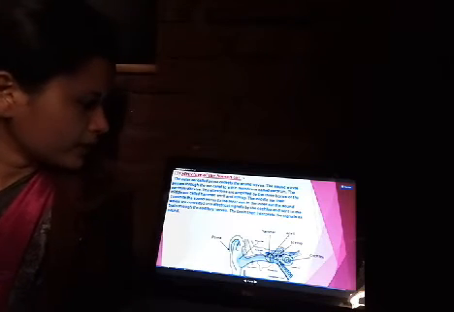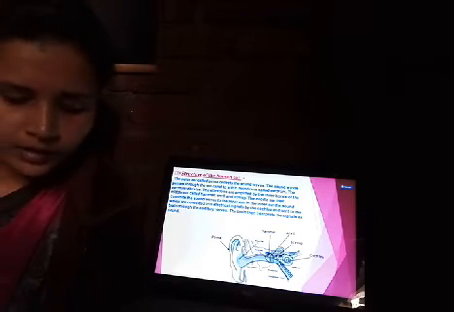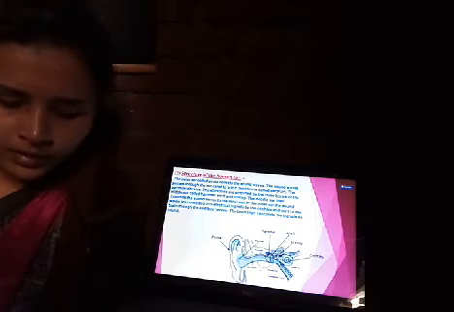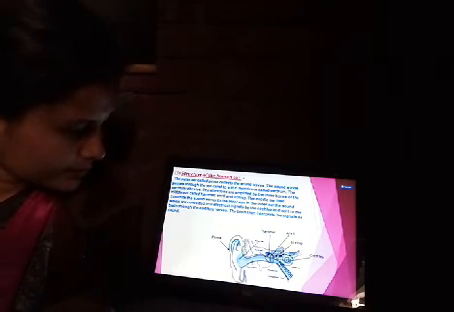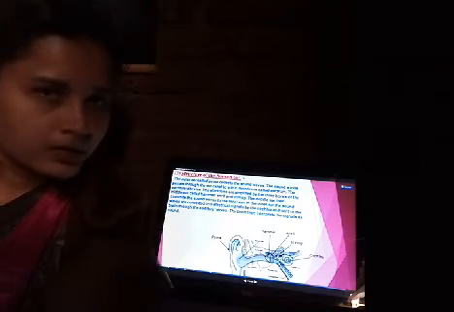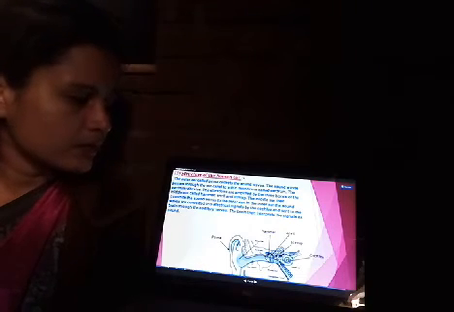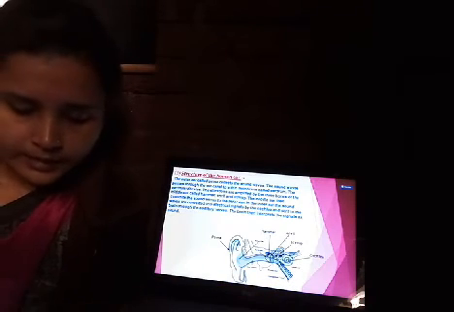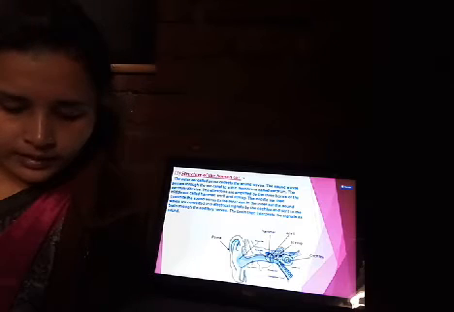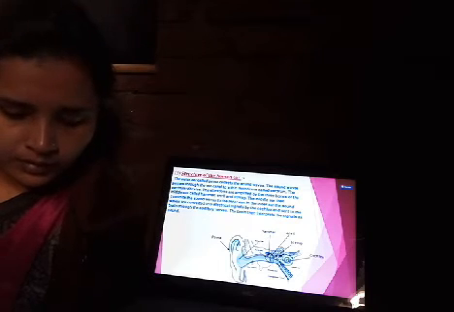This is about the human ear, the structure of the human ear. The ear is an important organ of the human body. We can hear sounds because of our ear. When sound waves fall on the eardrum, it vibrates. Here is the structure of the human ear. Here the eardrum is present, and sound waves strike this eardrum and it vibrates. This vibration is converted into electrical signals which travel to the brain through the nerves.